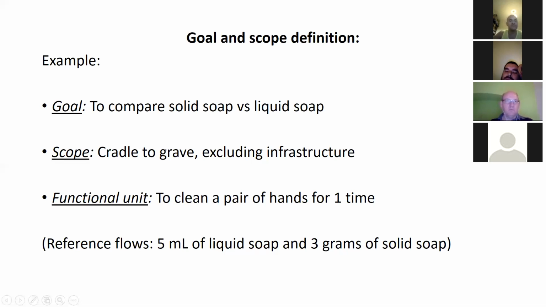So we will look at the production of 5 milliliters of liquid soap and 3 grams of solid soap. So we will compare those based on function. What I mean with function is this.